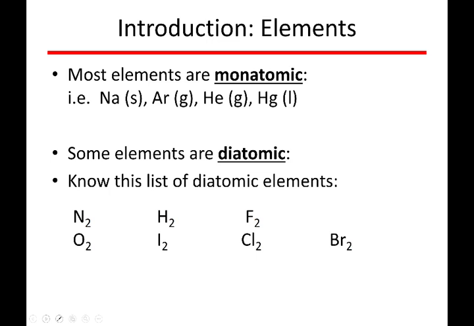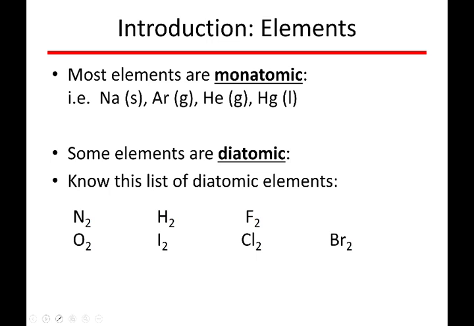These are all diatomic elements, meaning that you do not have single atoms of, let's say, chlorine in a sample of chlorine gas, but rather what you have are chlorine molecules, two chlorine atoms that are bound together to make a molecule, not as single Cl atoms flying around.